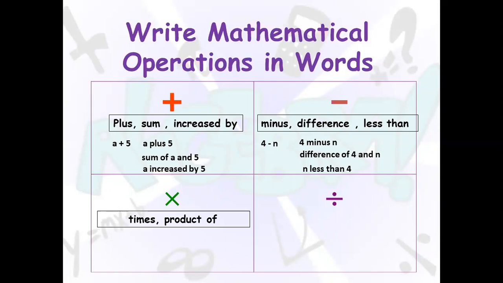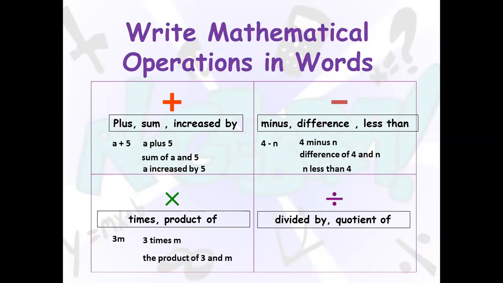Now for multiplication, of course, it's limited, so we use only times, product of, or multiplied by. And for divide, of course, there are only two words to be used. We either say divided by or the quotient of. So these are the two ways we can write using words.